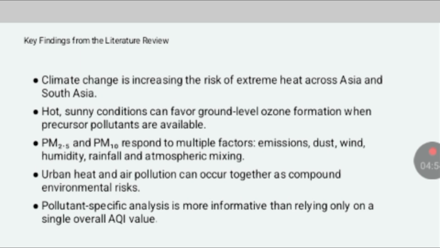From the literature review, I found some key findings. Before analyzing our field observations, I conducted the literature review to understand the scientific relation between extreme heat and air pollution. The literature indicates that climate change is increasing the risk and intensity of extreme heat in many regions, including South Asia and across Asia. One of the most important findings related to this research was ground level ozone.